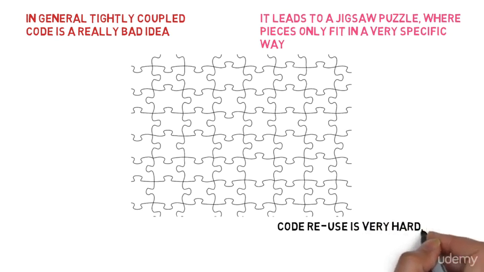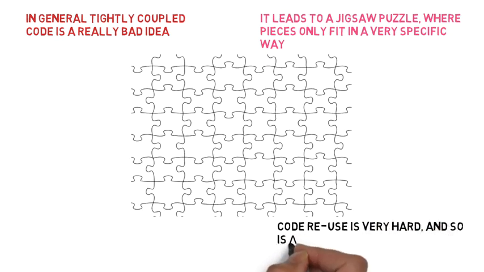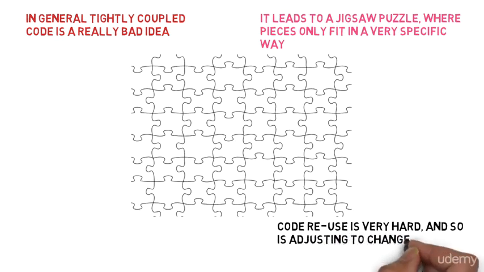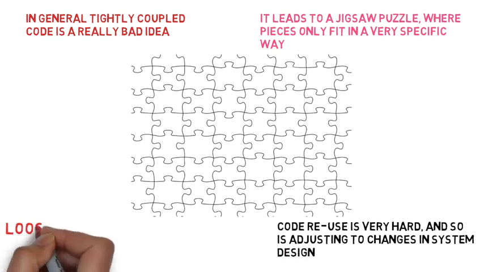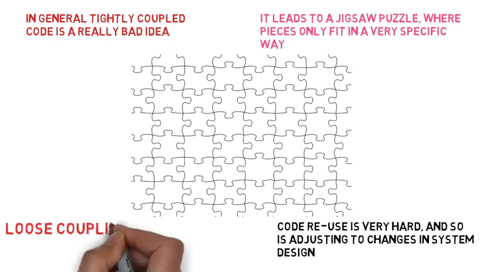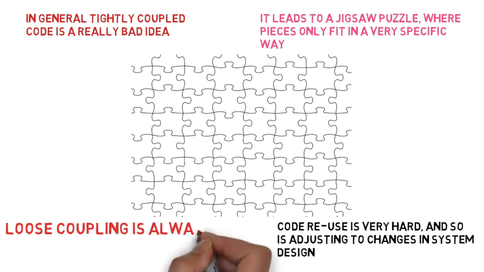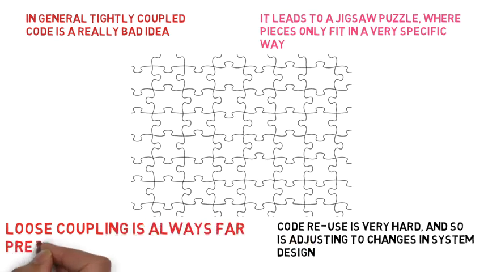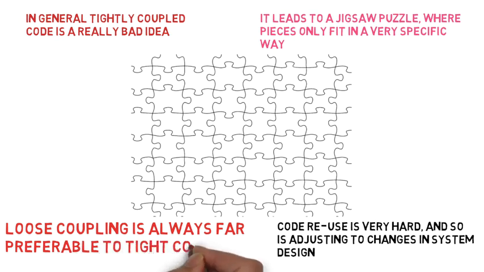In such a case, code reuse is very hard, and so is adjusting to changes in system design. Since one part fits in exactly one place, it can't be used anywhere else. Loose coupling is always far more preferable to tight coupling. In general, the kind of code we want to write is where all our units are loosely coupled.